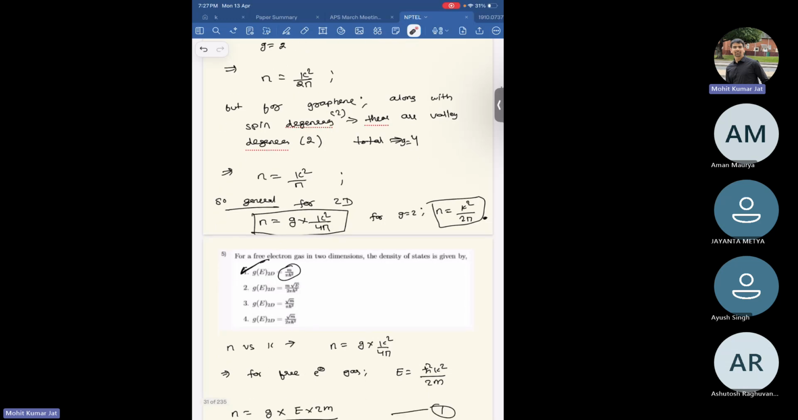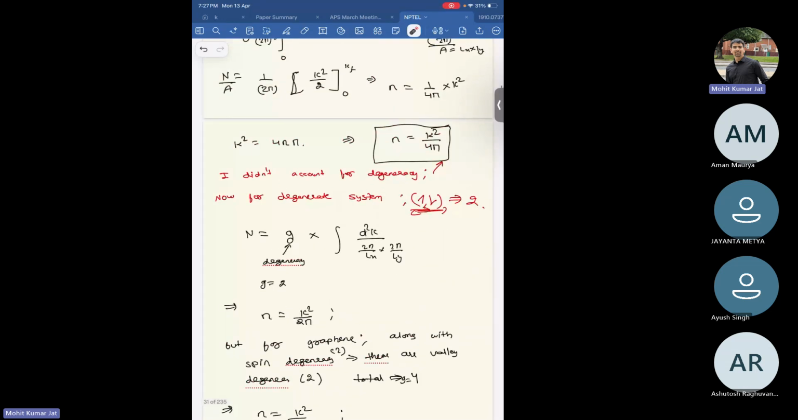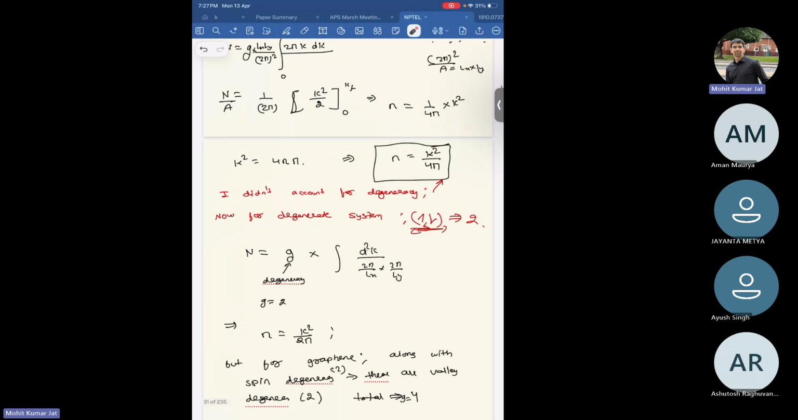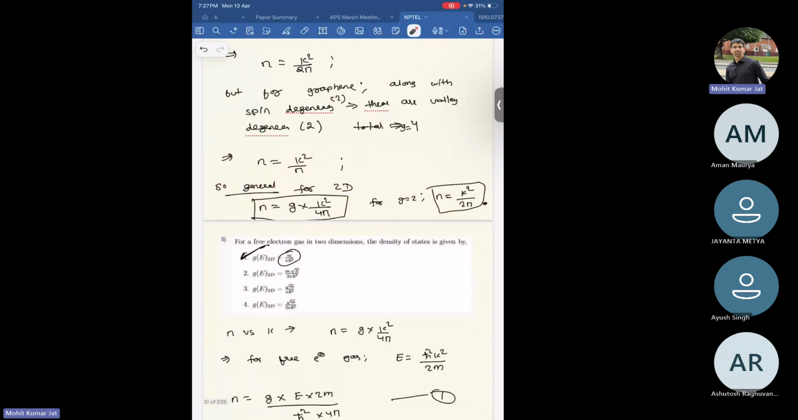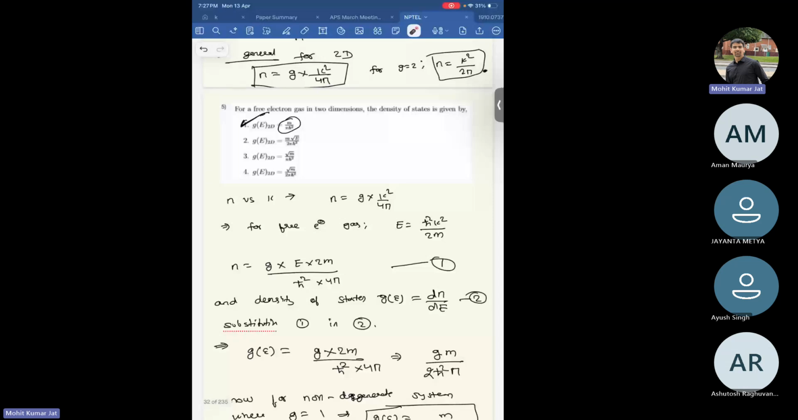But the result has to be general, right? So the general result is n equals g times k squared by 4 pi. For example, for graphene, g is equal to 4. In that case, n is k squared by pi only. This is for g equal to 2; for g equal to 4, it will be k squared by pi. So this is about the density of states.